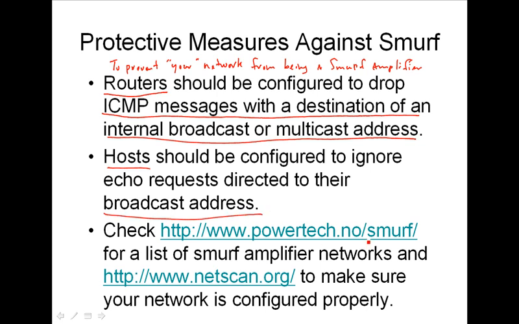You can check, I haven't checked recently, but last time I did check, this site was still up. I'm having problems with my internet connection here at home tonight, so I can't really verify this. But here's a website that you can check to see if your network is, well, this one and this one both, if your network is properly configured such that it is not a Smurf amplifier. So these are all mechanisms set up to prevent your network from being a Smurf amplifier.